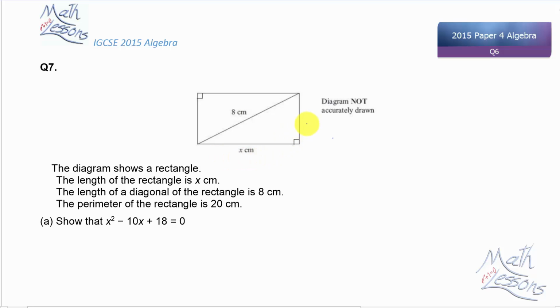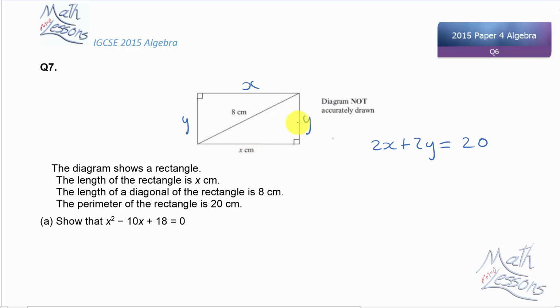Now we're not going to get very far unless we know what this side is. So I'm going to call that side y, and that's going to be x. So I know that 2x plus 2y will equal 20. Now you've got two unknowns, so it's looking like some kind of simultaneous equation being built up here.